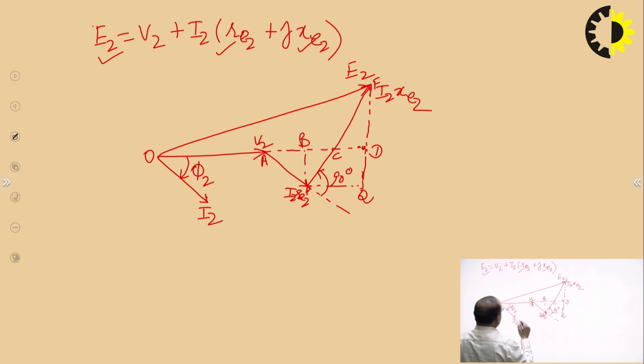So, now this angle is delta, the angle between E2 and V2, that we can see from the diagram, and this angle delta is a very small angle.